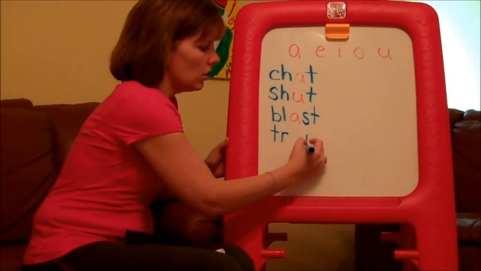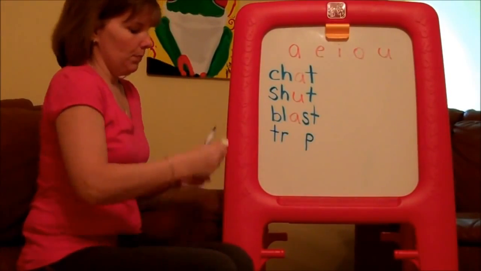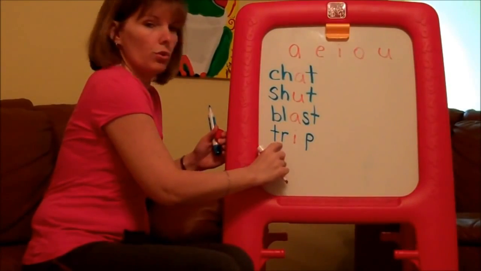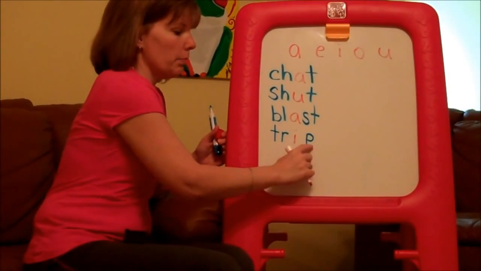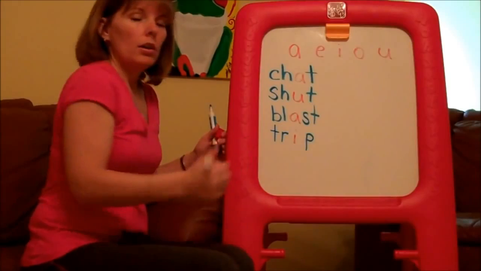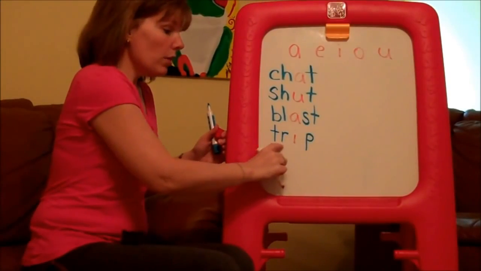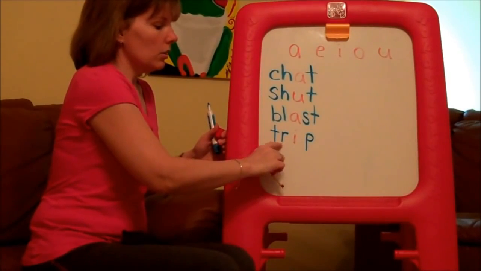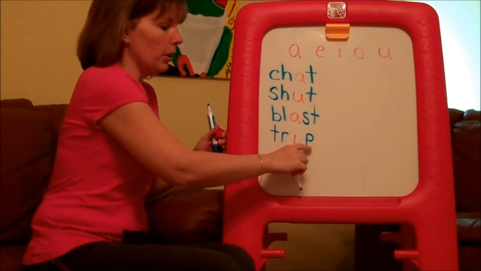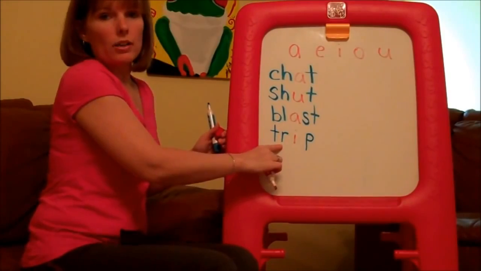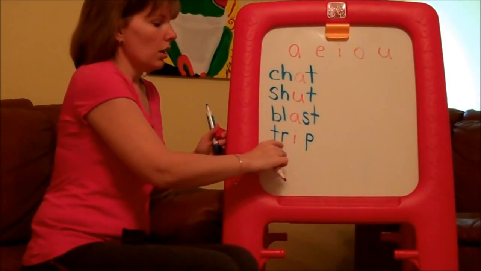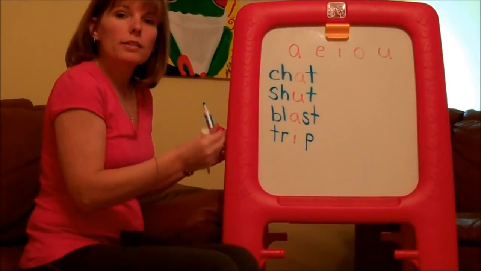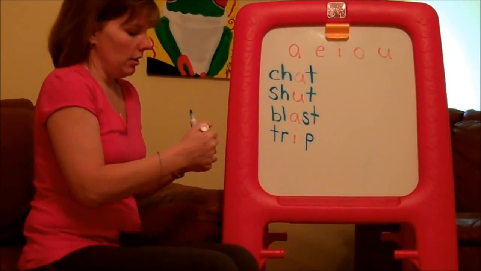Let's do T-R-P. Trip. Trip. Now, if they don't know this, or if they're just learning the blends and chunks, they might say ip. Or sometimes they get confused with the R sound and say trip. And that doesn't make sense. That's why it's very important to teach the correct letter sound to begin with.